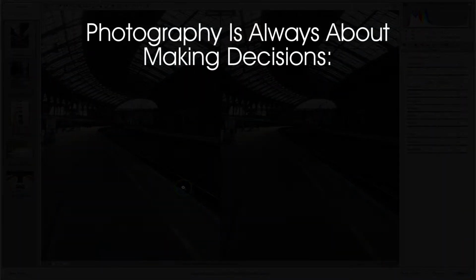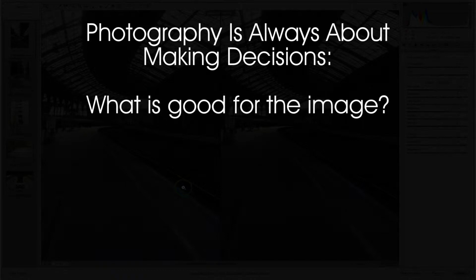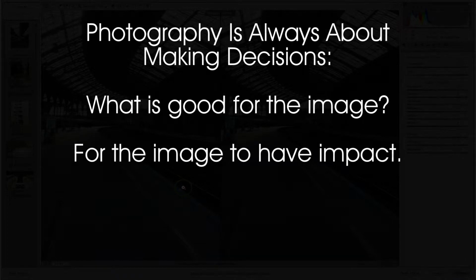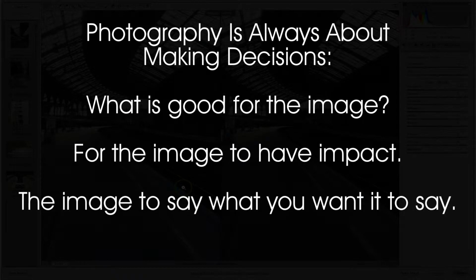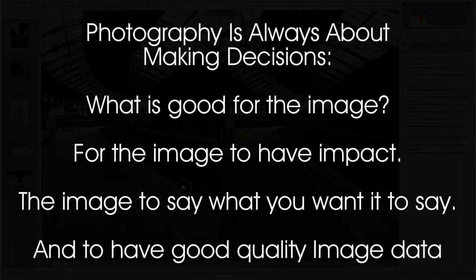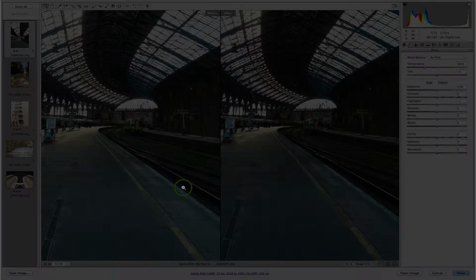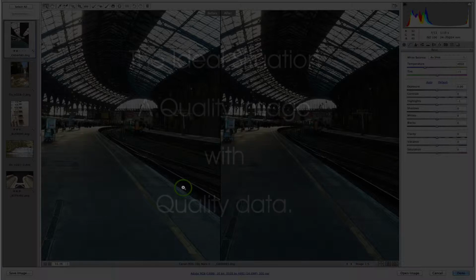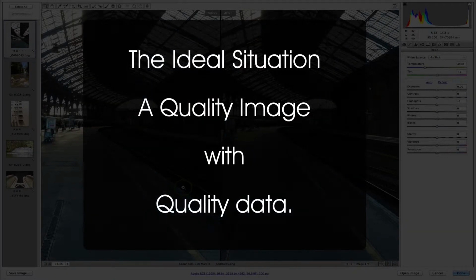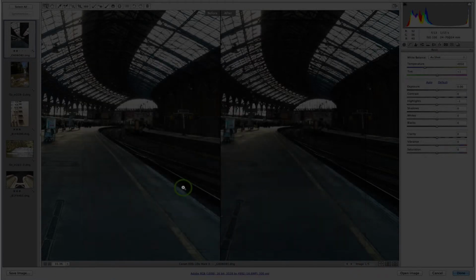Photography, which includes editing any images on a computer, is always about making decisions. It's about making decisions on what is good for the image to have its impact as intended, and for the image to say what we want it to say whilst we maintain quality data. Therefore, in coming to decisions about how much highlight you will or won't recover, comes down to the equation of what's good for the image and what is good for the image data. And in the ideal situation, we have both a quality image with quality data.